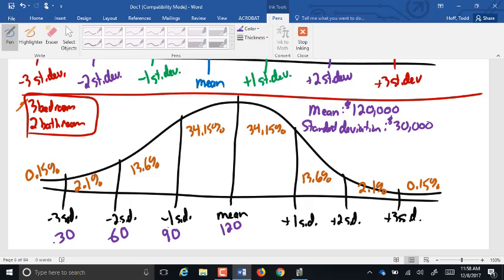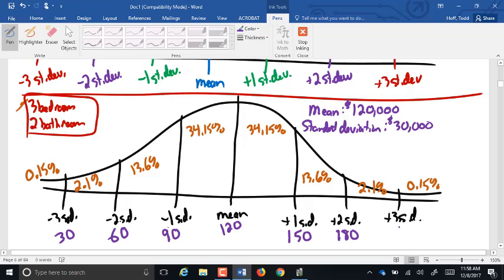Yeah. So anyway, going the other direction, what number goes here? 150. 120 plus 30,000. What goes here? I can't get it to 180. There we go. And then the last one, 210.